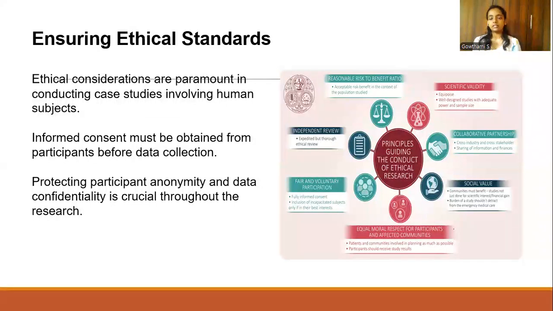There is a reasonable risk to benefit ratio, scientific validity, collaborative partnership, social value, equal moral respect for participants and affected communities, fair and voluntary participation, and independent review. So these are the principles or guidelines which we need to follow during the ethical standards which have been set. So these are the standards to be maintained while doing a case study.